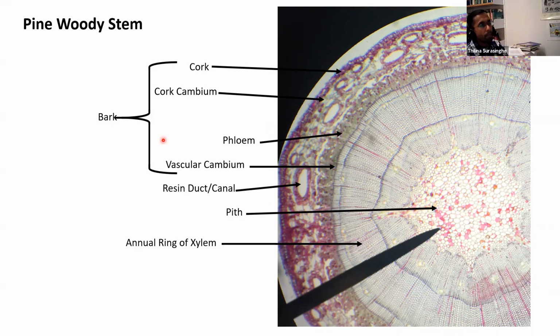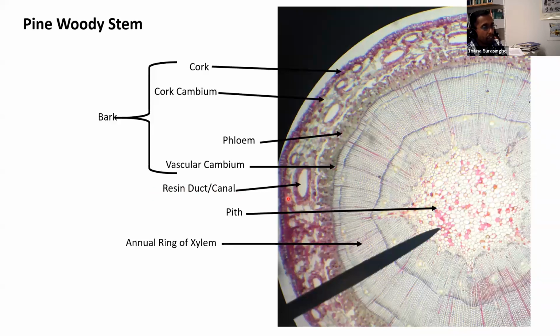And then remember, I mentioned that bark is a collection of tissues. So the bark has the cork, and then the cork cambium immediately under the cork, right, which is a live tissue. Phloem next, vascular cambium next, right?